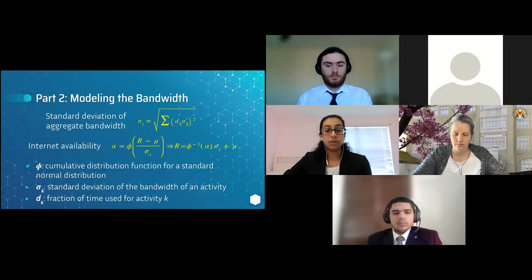So then, in order to find a percentage of internet availability from the model, we needed the standard deviation, which is computed based on the standard deviations of bandwidth for each activity and fraction of time each activity is used. Since we are looking for 90% and 99% internet availability, the bandwidth requirement corresponds to the point at which the area under the distribution is 0.9 and 0.99 respectively.